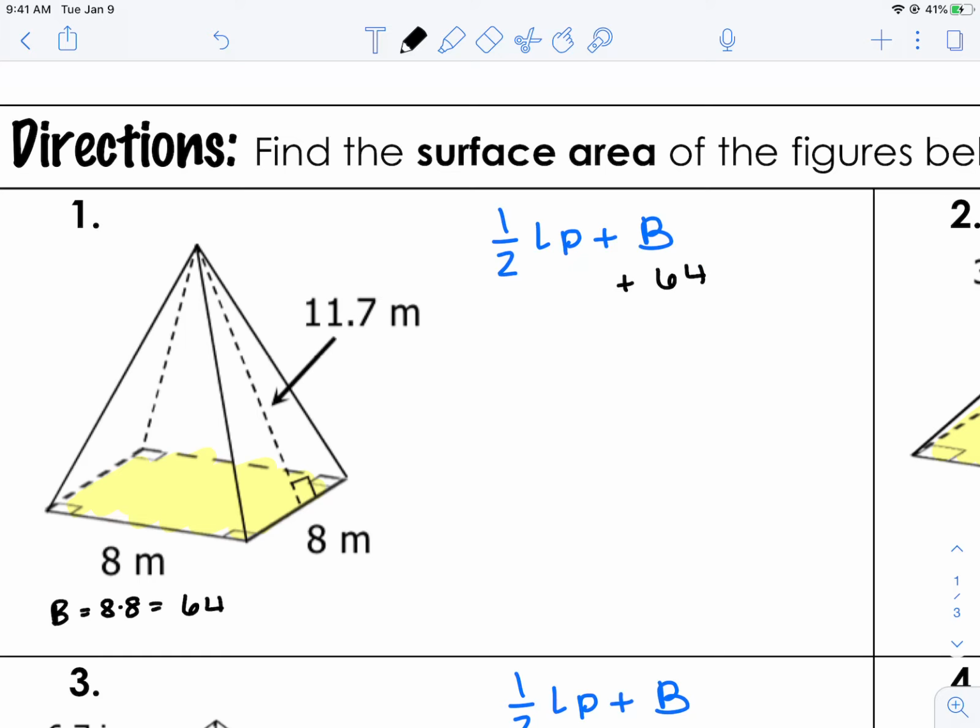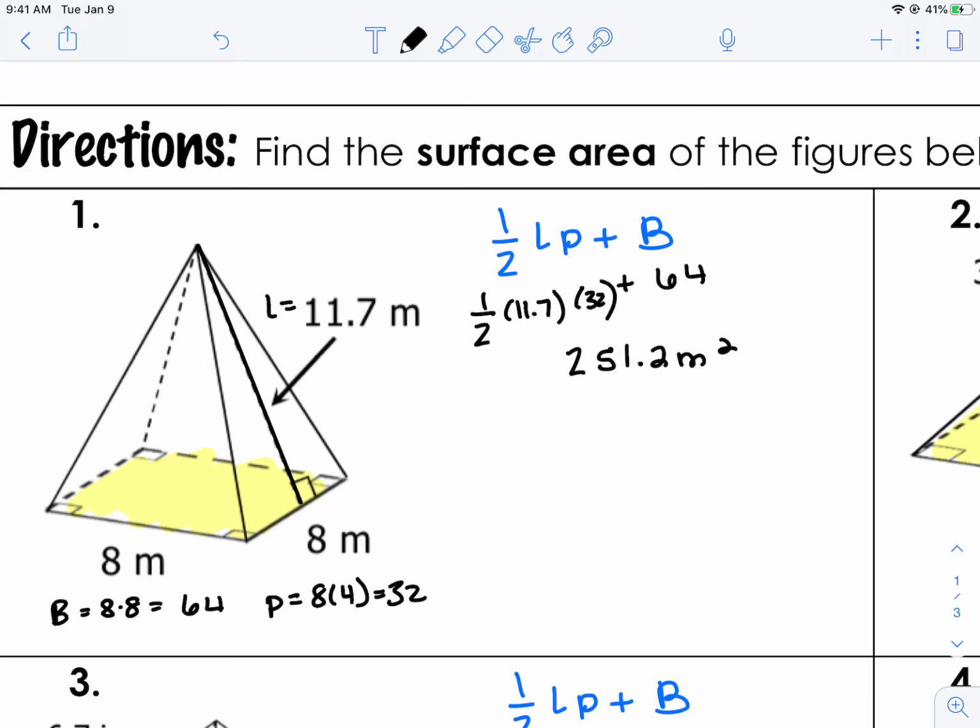Okay, L stands for my slant height, and they will usually give it to you. If they don't give it to you, we'll talk about how to find it. But for now, it's just 11.7. And then P, same as the other day, is the perimeter of the base. So I just do 8 plus 8 plus 8, or I'm just going to do 8 times 4 in this case, which is 32. All right, and then I just plug that straight into my calculator, and I'm going to get 251.2 meters squared.